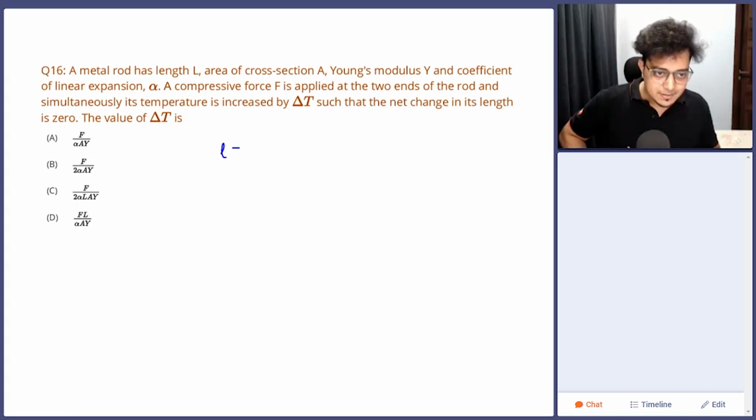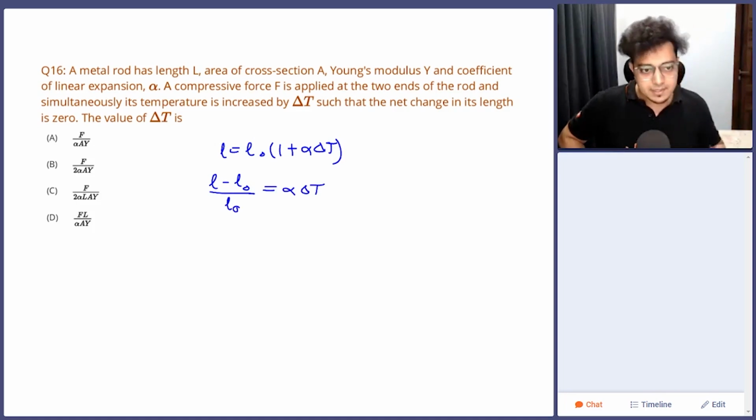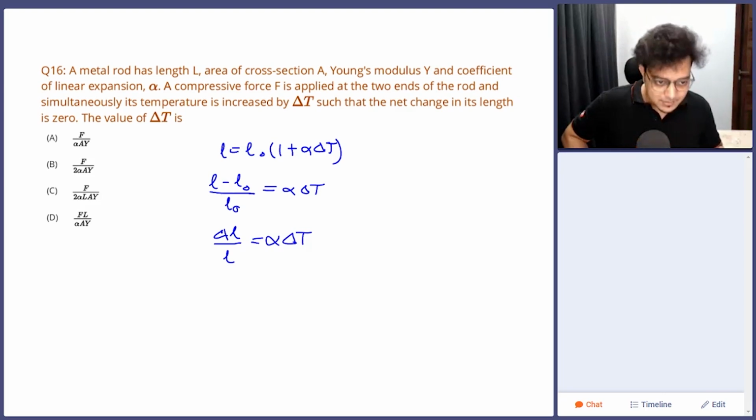So we know that thermal expansion gives us this formula, L equal to L naught bracket 1 plus alpha delta T. So if you rearrange this, you get L minus L naught upon L naught equal to alpha delta T. Nothing much, open the bracket and take L naught on the other side. L naught will become negative and L naught will go in the denominator. So this is your change in length upon original length, that is alpha delta T. So what do we call this? Thermal strain, right?